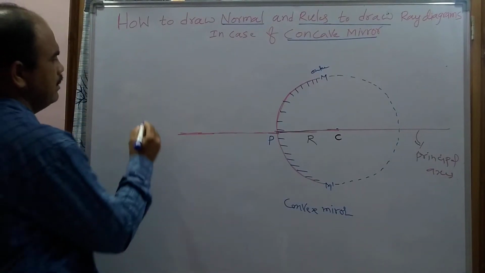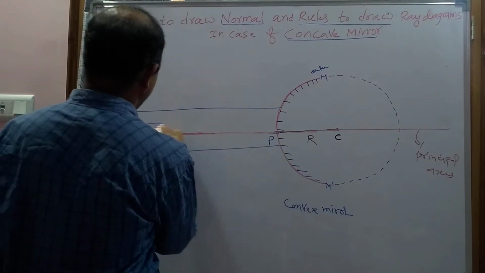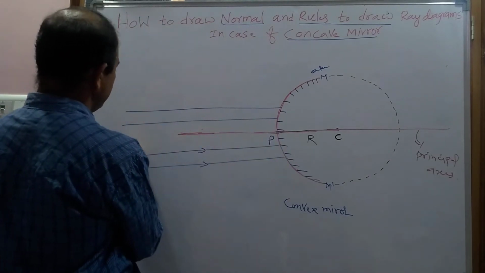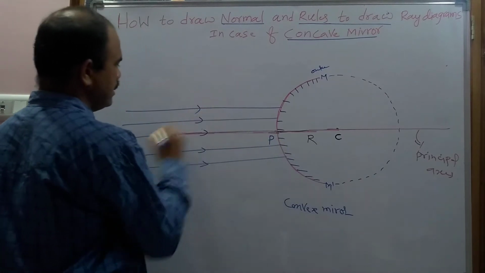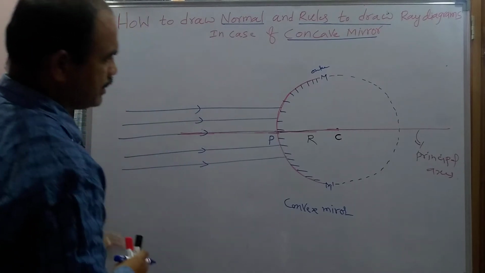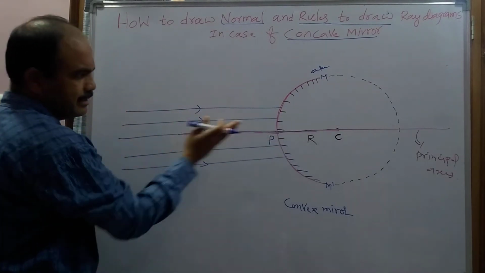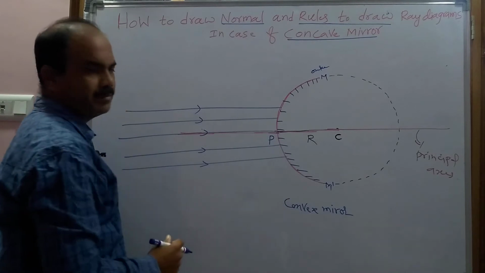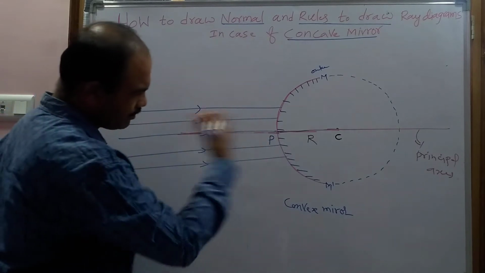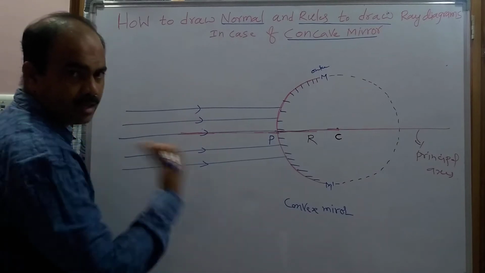Now imagine this is a parallel beam of light, which is coming from a distant source or object. When this parallel beam of light, which is parallel to the principal axis, is incident on the convex mirror, what happens after reflection? Reflection is the returning of light into the same medium. So after reflection, it is also reflected into the same medium.